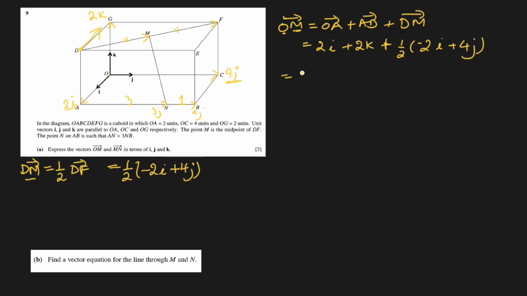And let's open the brackets and simplify. 2i plus 2k plus half of minus 2i will be minus i.